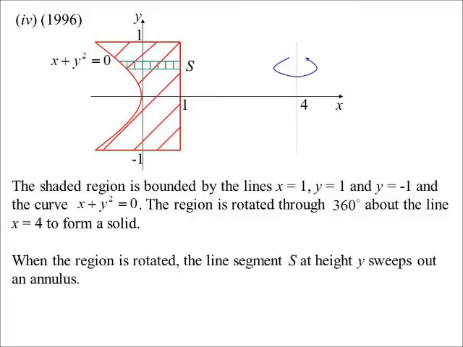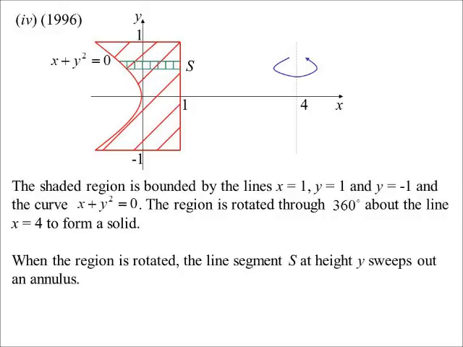Here's an HSC one. It's a nice one. Shaded region, x equals 1, y equals 1, y equals negative 1. The curve x plus y squared equals 0. It's just a parabola if you think about it, x equals minus y squared. So they've written it that way. That particular region is rotated around x equals 4. Now, they gave us a start. We want to find just the slice, and they gave us a picture of a slice there, and they cleverly called it S for segment, well, or slice.